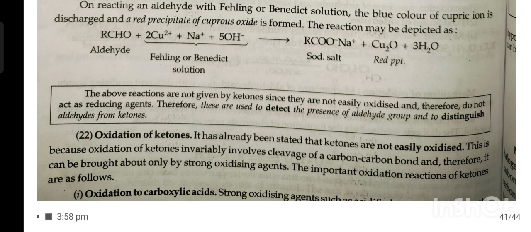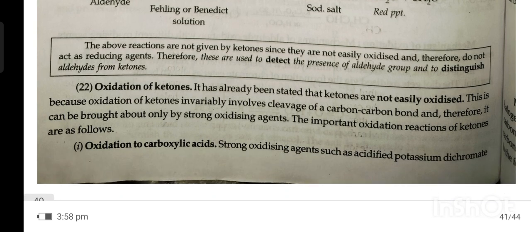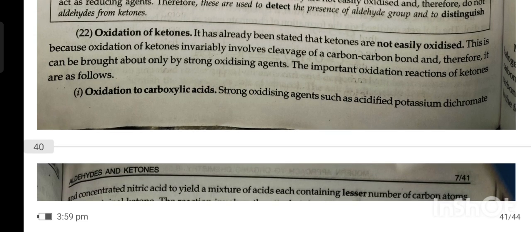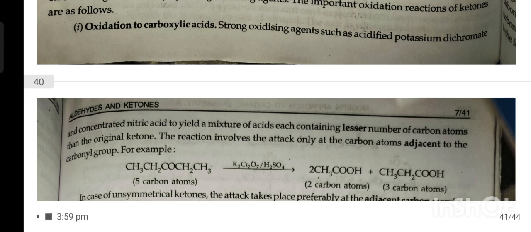Oxidation of ketones. It has already been stated that ketones are not easily oxidized. This is because oxidation of a ketone invariably involves cleavage of a carbon-carbon bond, and therefore it can be brought about only by a strong oxidizing agent. The important oxidation reactions of ketones are as follows. Oxidation to carboxylic acids: strong oxidizing agents such as acidified potassium dichromate and concentrated nitric acid yield a mixture of acids, each containing a lesser number of carbon atoms than the original ketone.